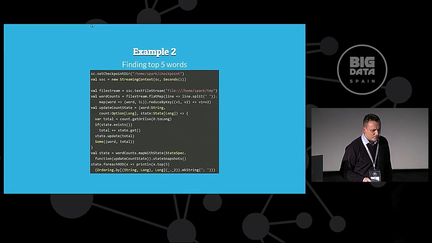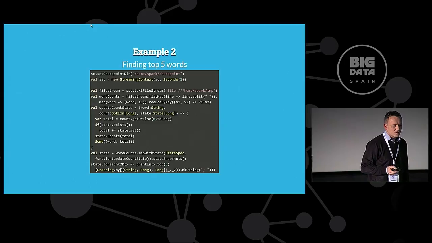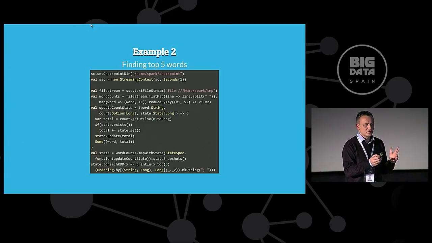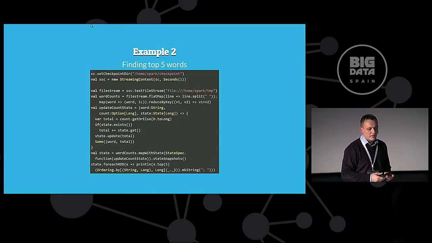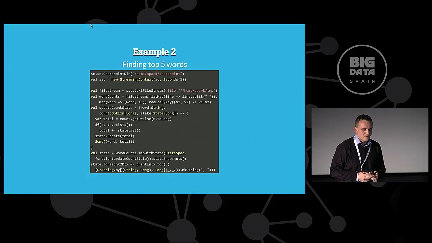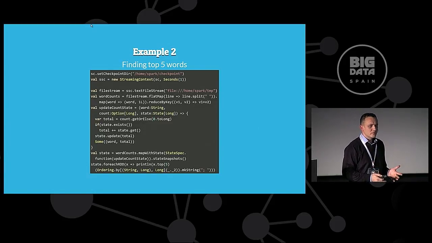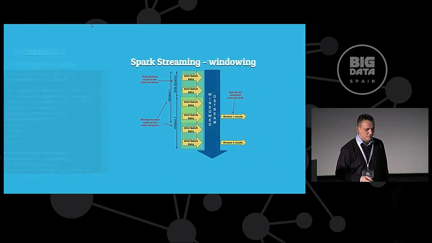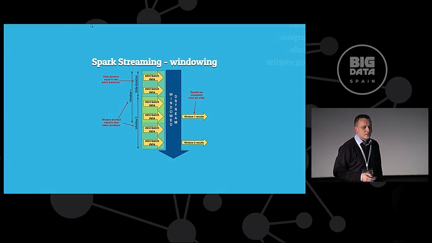You just also have this map with state at the bottom, which uses this update count state function, and it checks if the state exists for a certain word. If so, it updates the total. Otherwise, it leaves it alone. So it counts the words from the beginning of the computing, from when the processing started.